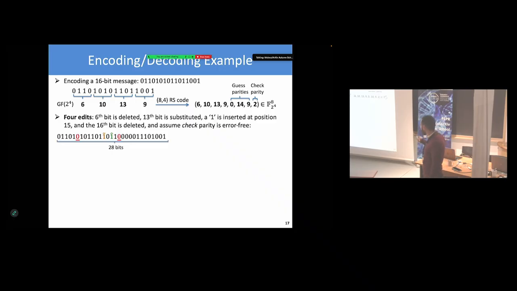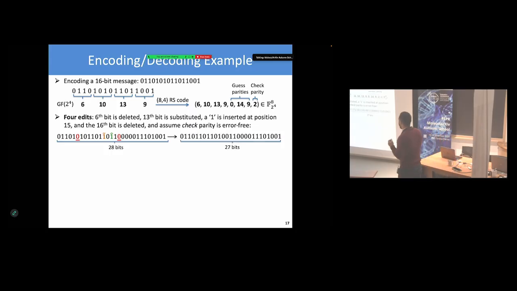Okay, so let's say now we have deletions and insertions. So let's say the 6th bit is deleted, so I will map this back to binary, and this is the binary version of what I encoded here. So let's say the 6th bit is deleted, the 13th is substituted, a 1 is inserted at position 15, the 16th bit is deleted, so I added 4 deletions, insertions, and substitutions in a sequence of length 28, which is significant. So this is like a significant portion of errors in a small sequence. And I will explain how we were able to decode these errors in this example.